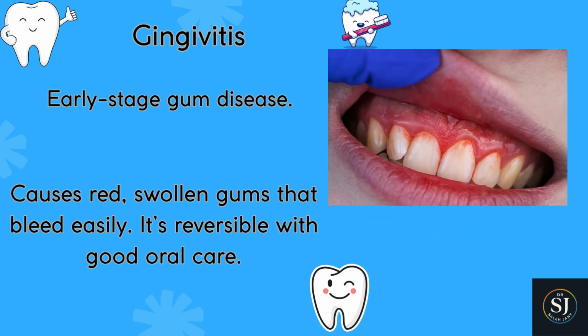17. Gingivitis. What it means? Early stage gum disease. Explanation: causes red, swollen gums that bleed easily. It's reversible with good oral care.